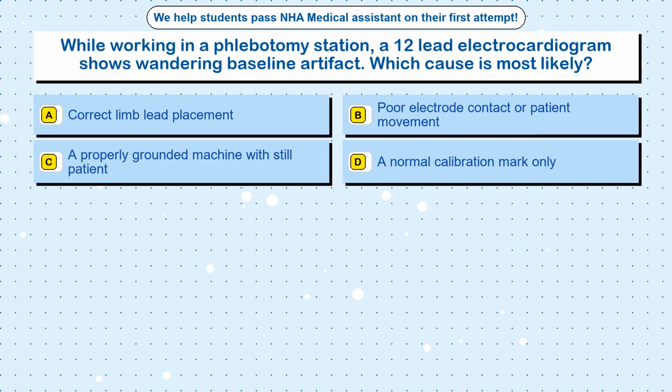Question 71. While working in a phlebotomy station, a 12-lead electrocardiogram shows wandering baseline artifact. Which cause is most likely? Option A, correct limb lead placement. Option B, poor electrode contact or patient movement. Option C, a properly grounded machine with still patient. Option D, a normal calibration mark only.